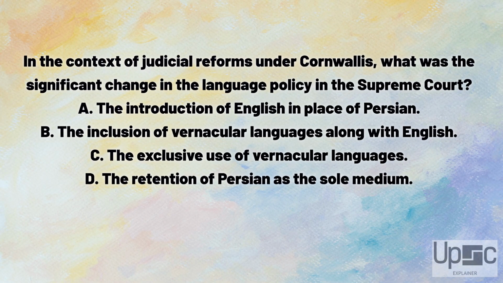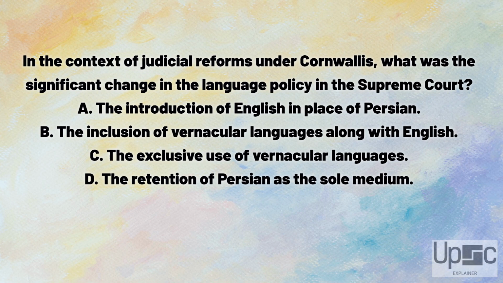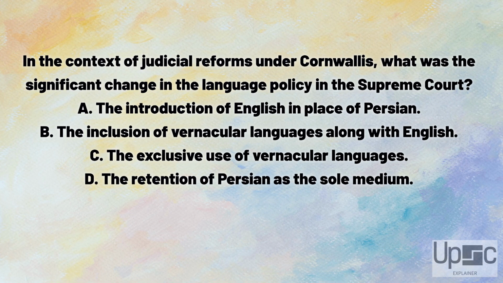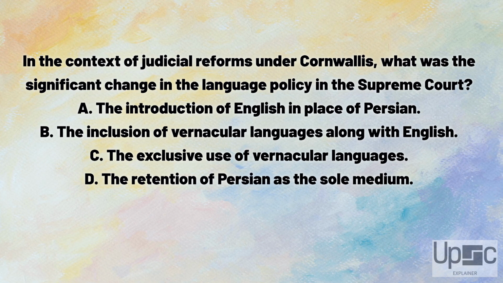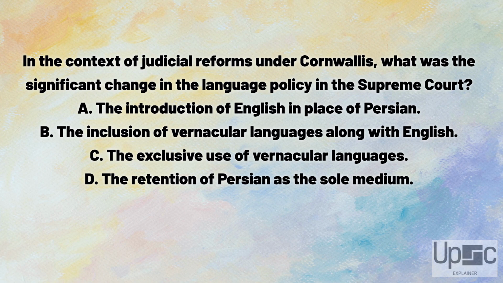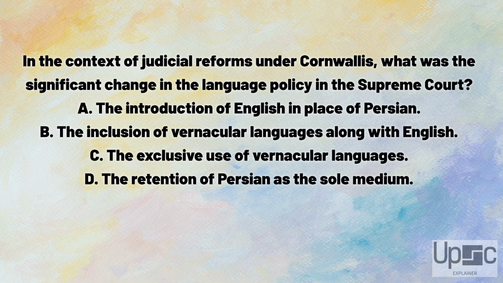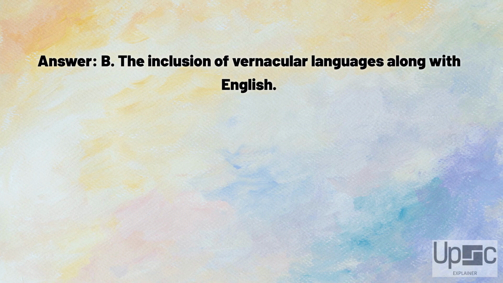In the context of judicial reforms under Cornwallis, what was the significant change in the language policy in the Supreme Court? A. The introduction of English in place of Persian. B. The inclusion of vernacular languages along with English. C. The exclusive use of vernacular languages. D. The retention of Persian as the sole medium. Answer. B. The inclusion of vernacular languages along with English.